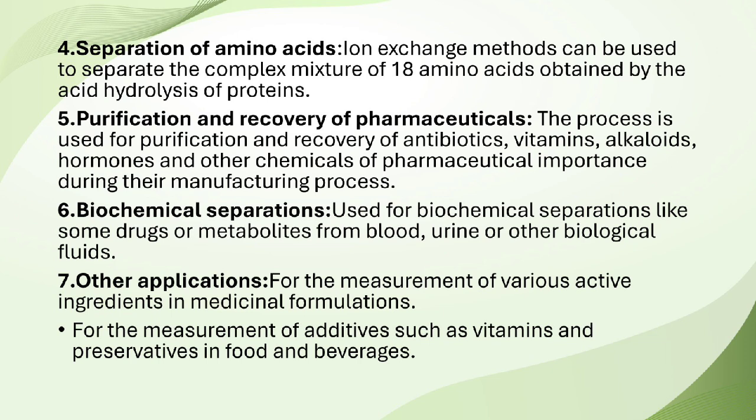Fifth, purification and recovery of pharmaceuticals. The process is used for purification and recovery of antibiotics, vitamins, alkaloids, hormones and other chemicals of pharmaceutical importance during the manufacturing process. Sixth one is the biological separation, used for the biological separation like some drugs or metabolites from blood, urine or other biological fluids.